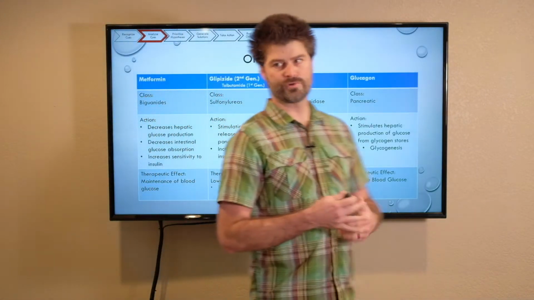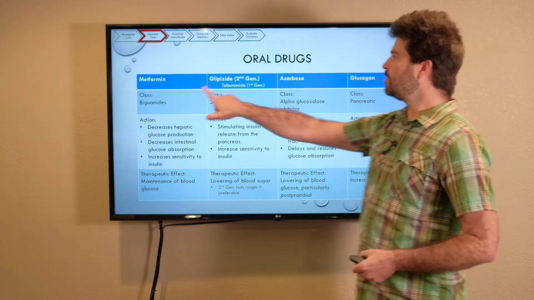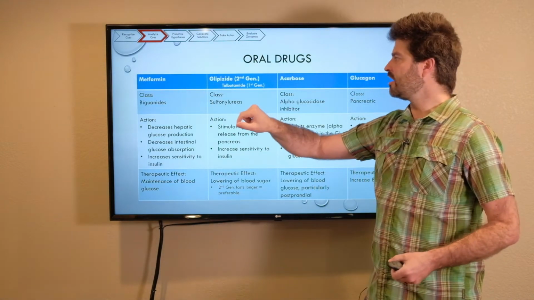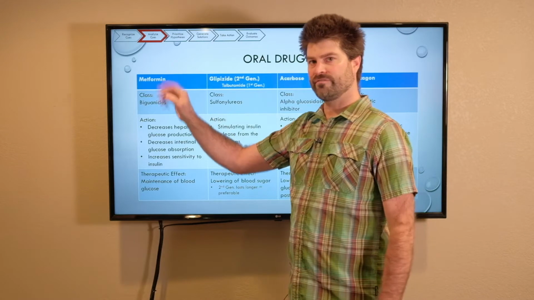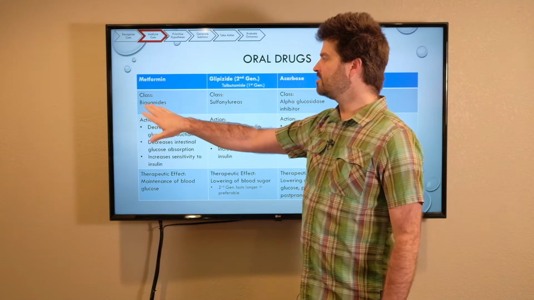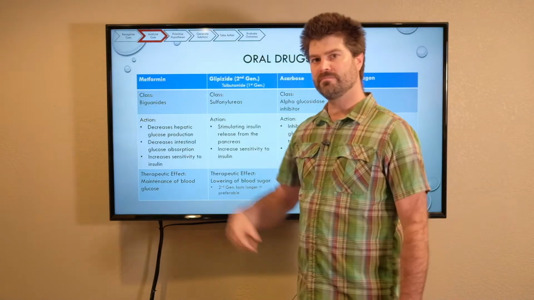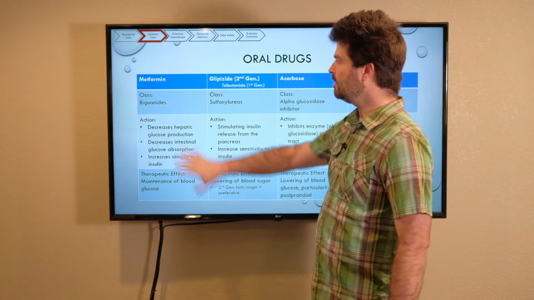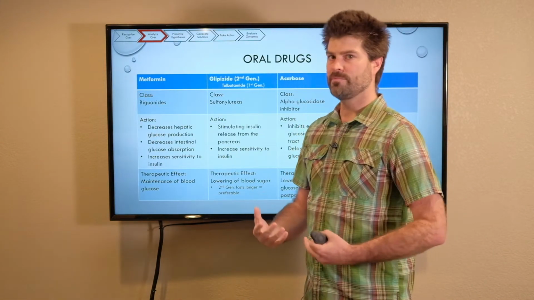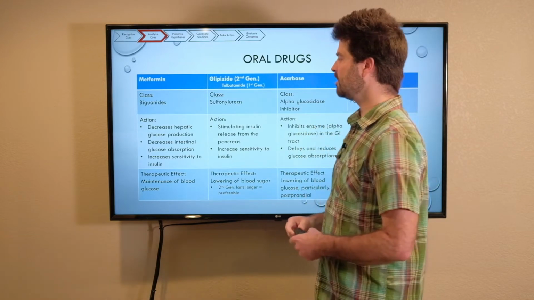For our oral drugs, we've got our two most common, metformin and glipizide. Metformin we'll take a look at first. So this is a biguanide. This is the class of medication. There's several other biguanide medications. They all work very similarly. Metformin is the most common or most frequently used medication.